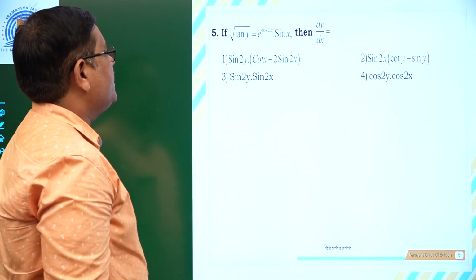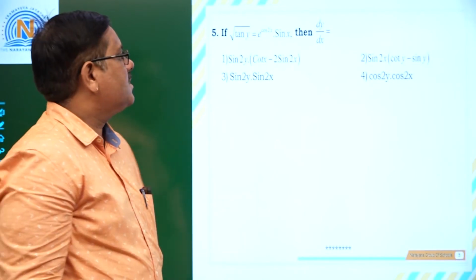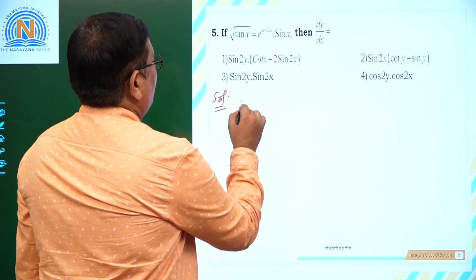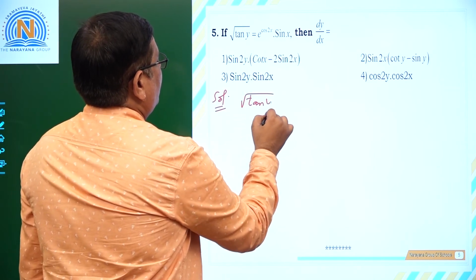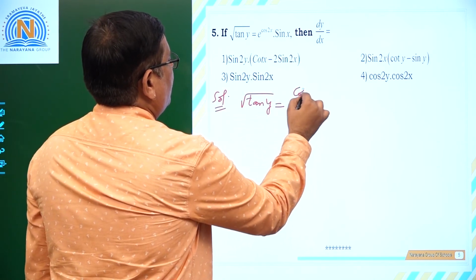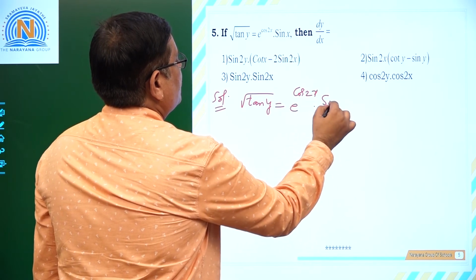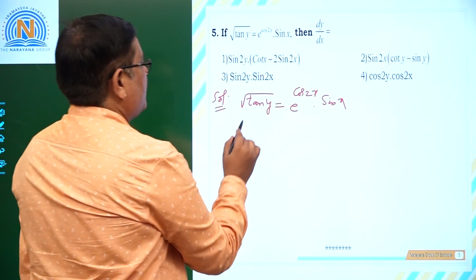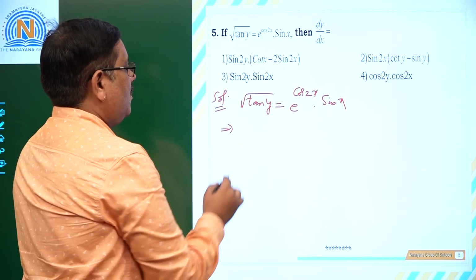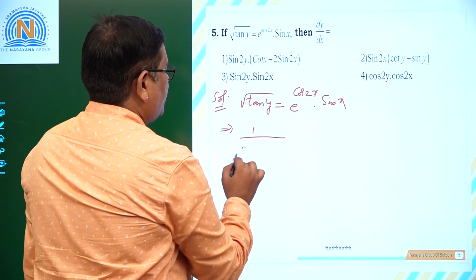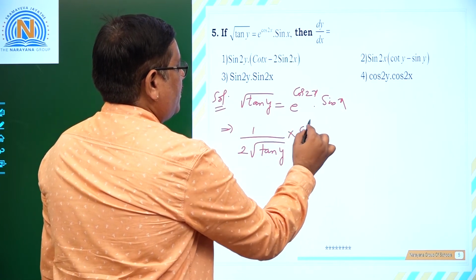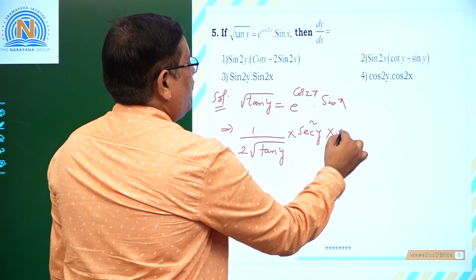If root tan y is equal to e power cos 2x into sin x, then what is dy by dx? Root tan y is given as e power cos 2x into sin x. That is given for us. Now, on both the sides let us differentiate with respect to x. What do you have? Root function to differentiate, that is 1 by 2 root of tan y into tan y derivative, which is secant square y into dy by dx.